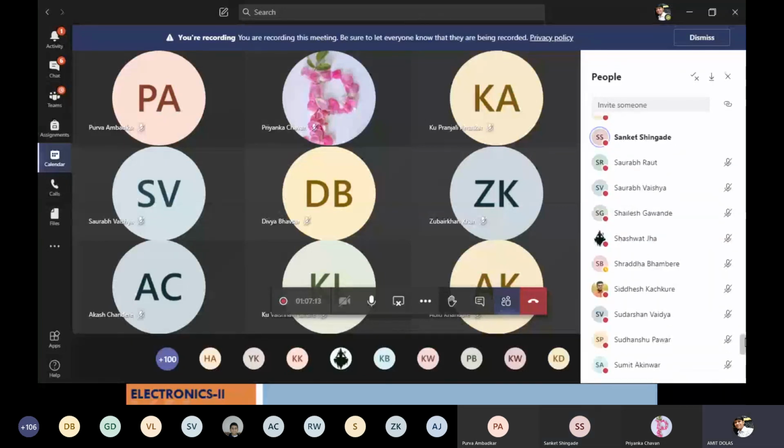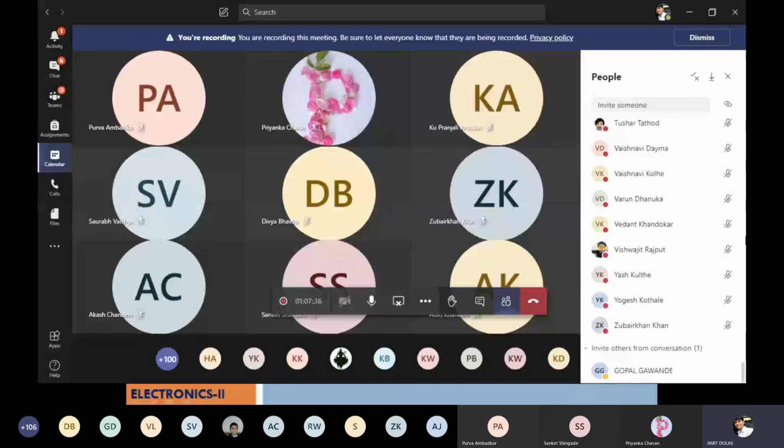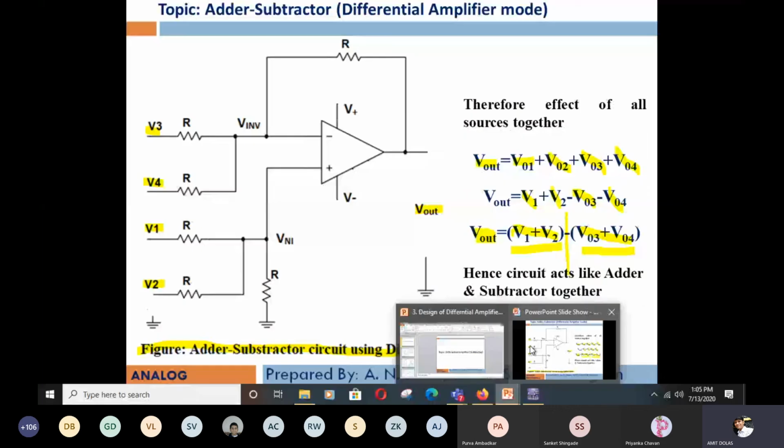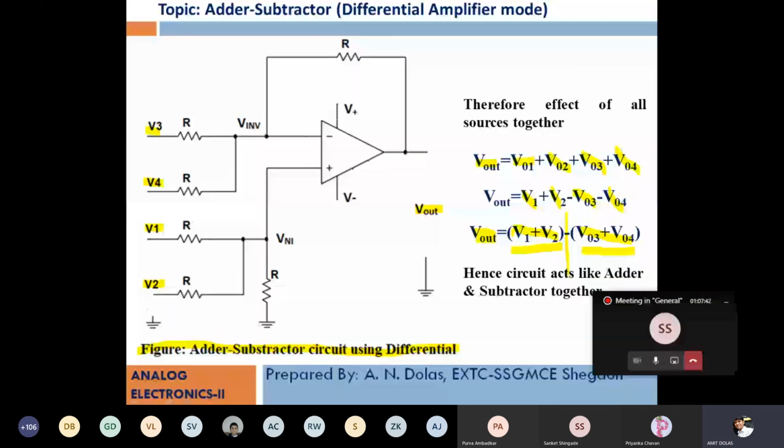Okay, I hope everybody is getting the things in this online lecture, and now I will move back to the PPT. I will give you one problem statement, and I will end this session. So concluding this lecture, we have seen the subtraction operation using a differential amplifier, adder and subtractor operation simultaneously using a differential amplifier, and the analysis of this circuit as well as a numerical based on the circuit.